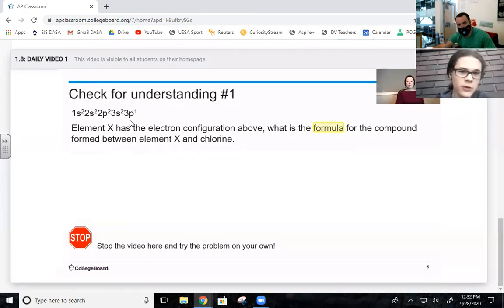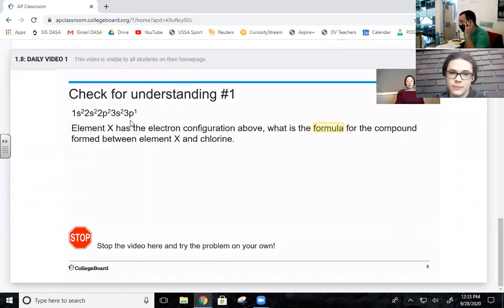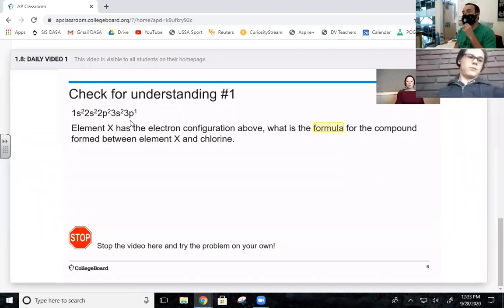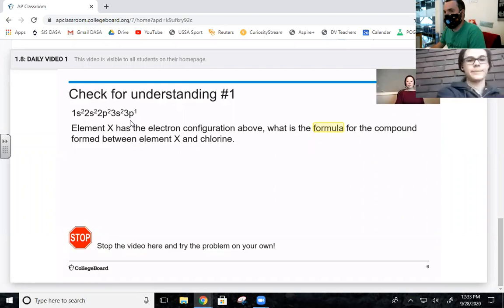Are we all familiar with electron configuration? You went over it briefly. Okay. Does anyone feel comfortable with electron configuration? Yes. Ben, could you give us a review of electron configuration?